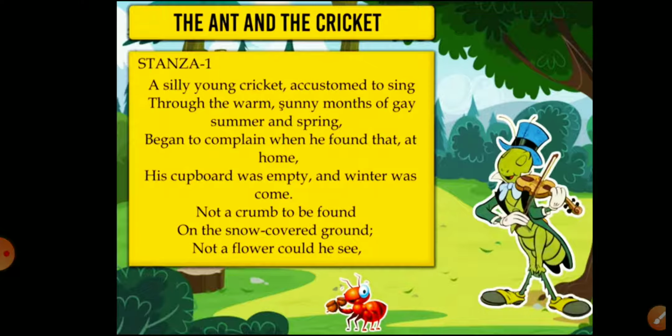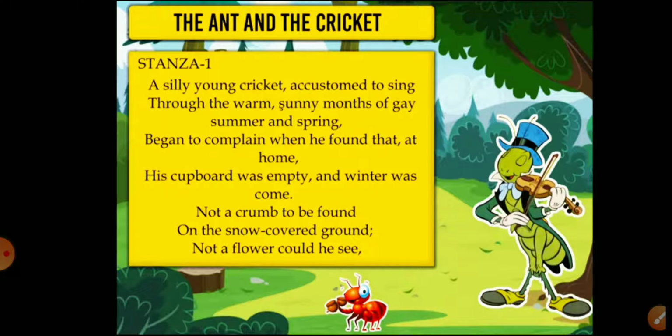A fable means a short story in which animals behave like humans and convey a lesson or a message to us through that story. Here also two characters, two animals, are there. The poem The Ant and the Cricket is a story of two insects, we can say: the cricket and the ant.